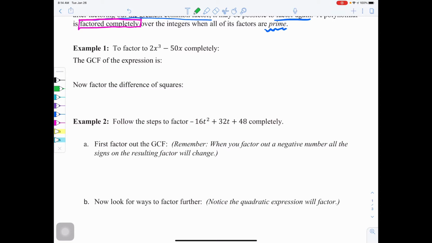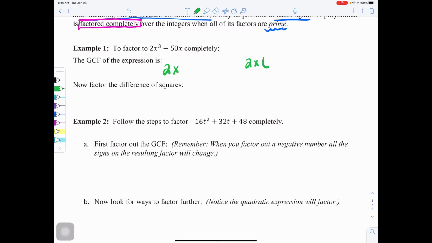The greatest common factor number-wise between 2 and 50 is 2. And if we're looking at powers of x cubed and x, remember you're always going to take the smallest power. So that would be 2x, or x to the first. So now we're going to take that and factor it out. I know I'm going to have 2x outside of a set of parentheses.